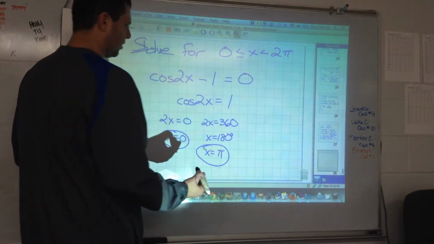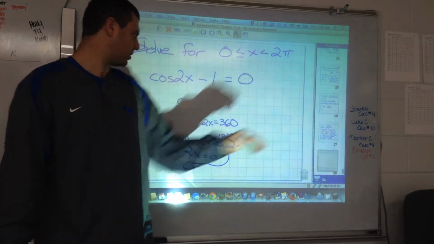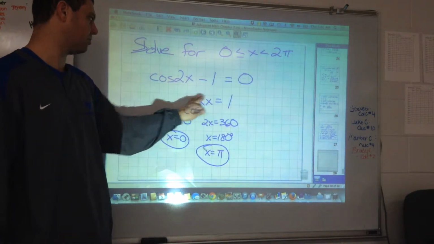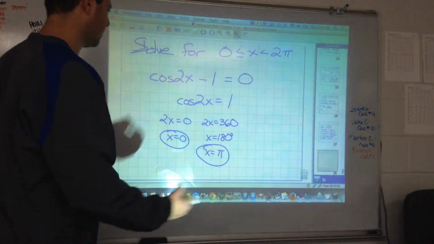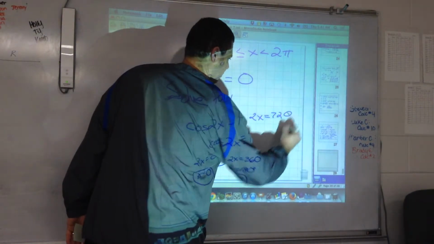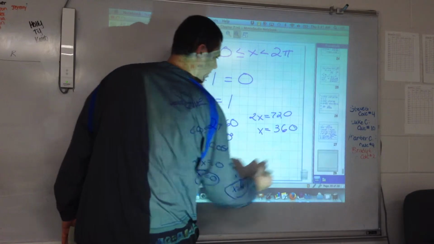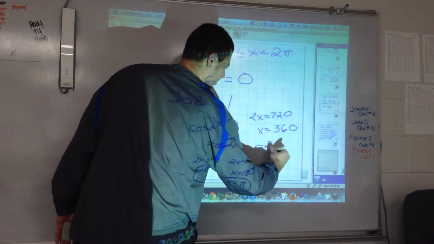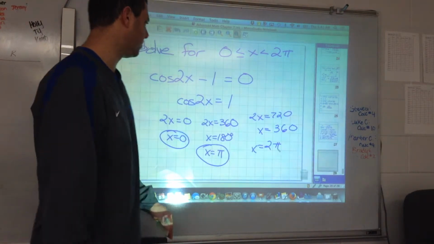Let's go around the circle a third time. So 0 degrees is a solution. 360, the cosine of 360 is also equal to 1. 720 would also be equal to 1. So I'll set 2x equal to 720. Divide both sides by 2, I get x equals 360. And I know then that that is actually 2 pi. So x equals 2 pi would also be a solution.